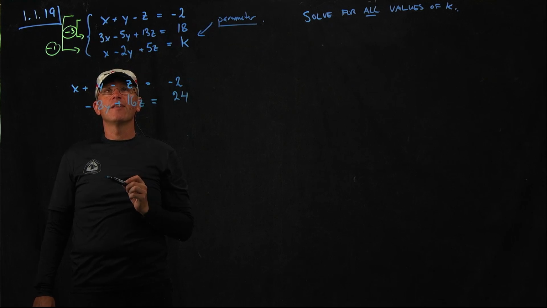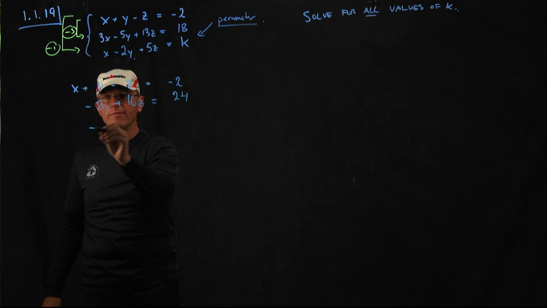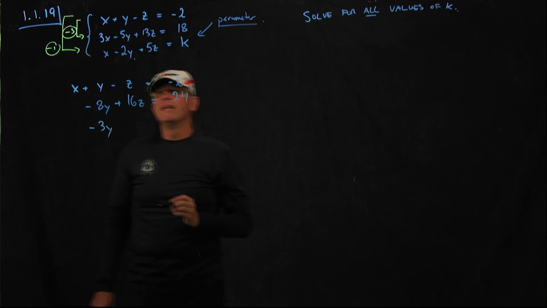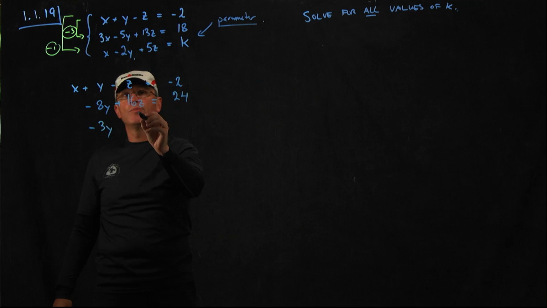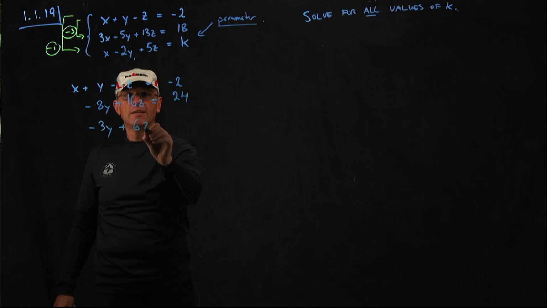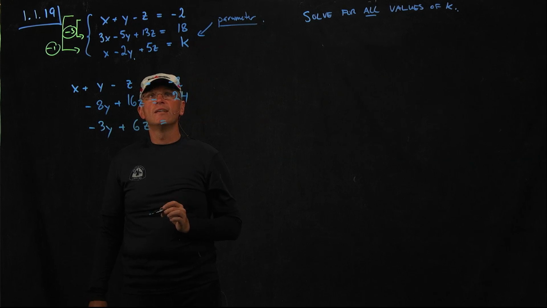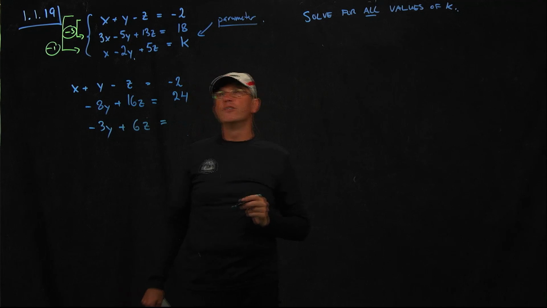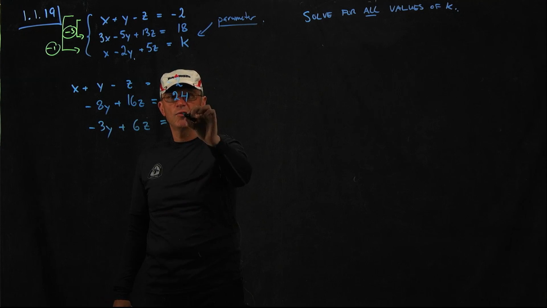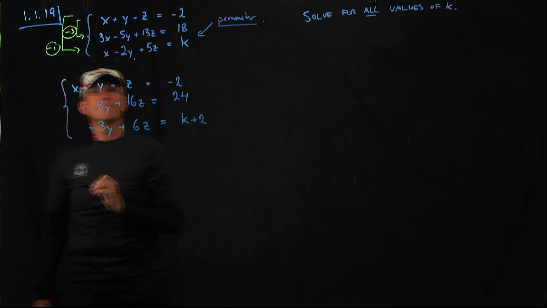We get rid of the x's in the third equation. We have negative 2y, subtract y, so we have negative 3y. We have 5z, and we end up adding another z because we have two minus signs, right? So plus 6z. And what do we have on the right-hand side? Well, we had k, and we're subtracting the first equation, so we're subtracting negative 2, so we end up with k plus 2. So far, so good.